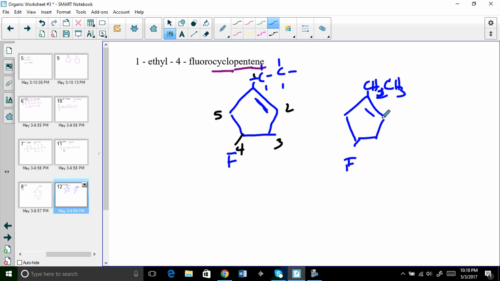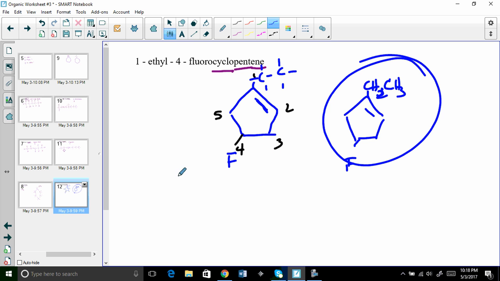1, 2, 3, 4, 5. So cyclopentane, if this wasn't here, but then it's cyclopentene, and this is in position 1. It's a 1, 2, 3, 4, or you could go 1, 2, 3, 4, but either way, it's the same picture. I like this picture the best.